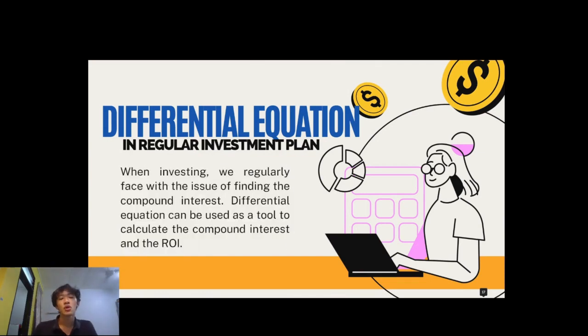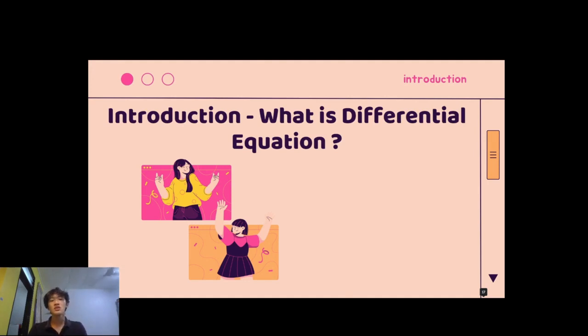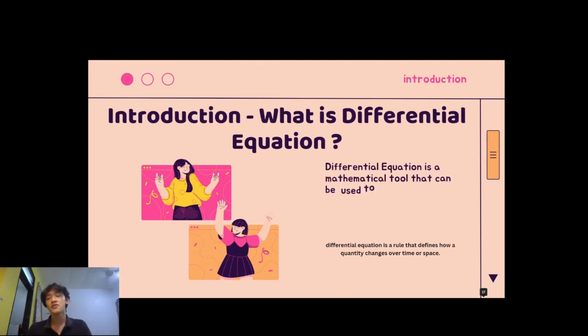When investing, we regularly face the issue of finding the compound interest. Differential equation can be used as a tool to calculate the compound interest and the ROI, which stands for return on investment. So what is differential equation? Differential equation is a rule that defines how a quantity changes over time or space. It is a mathematical tool that can be used to describe the relationship between a function and its derivatives.